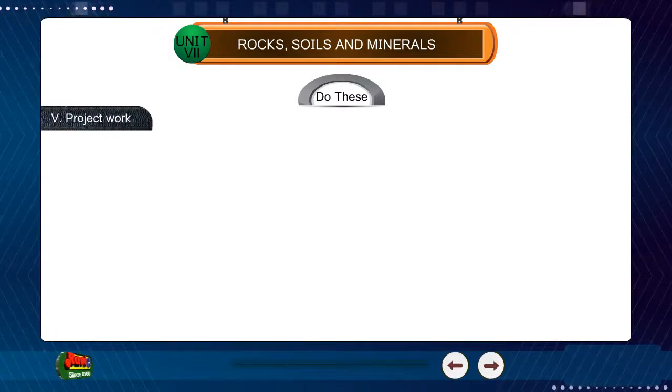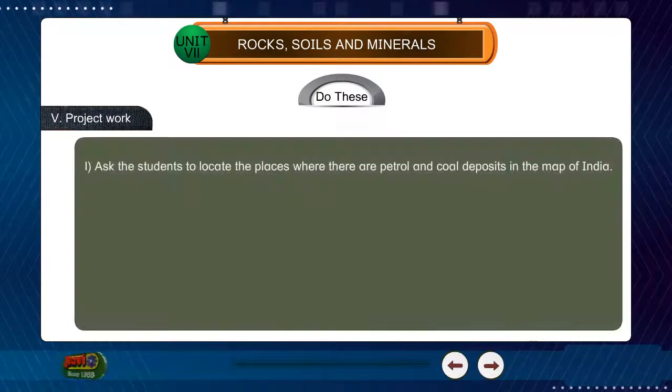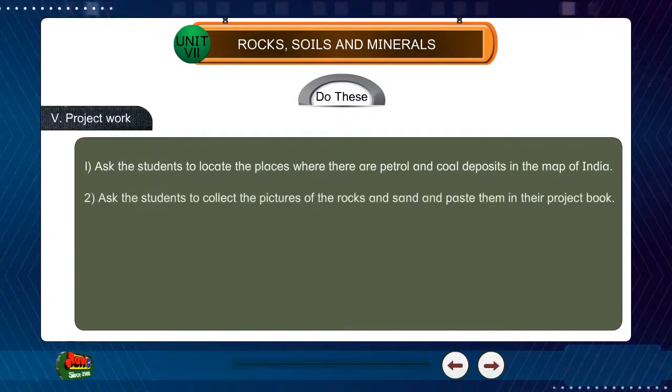5. Project work. 1. Ask the students to locate the places where there are petrol and coal deposits in the map of India. 2. Ask the students to collect the pictures of the rocks and sand and paste them in their project book.